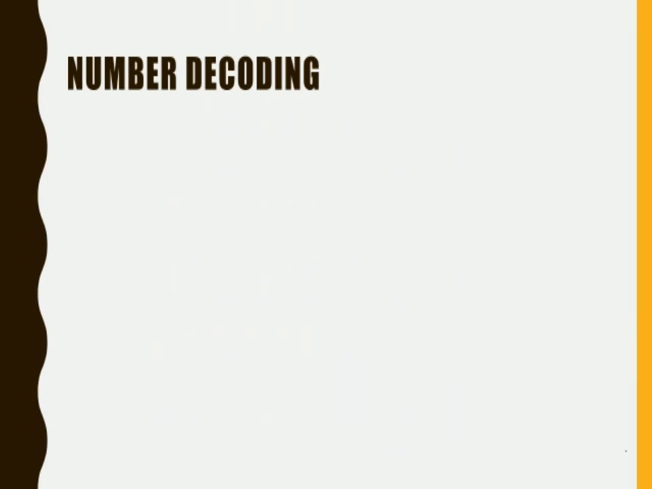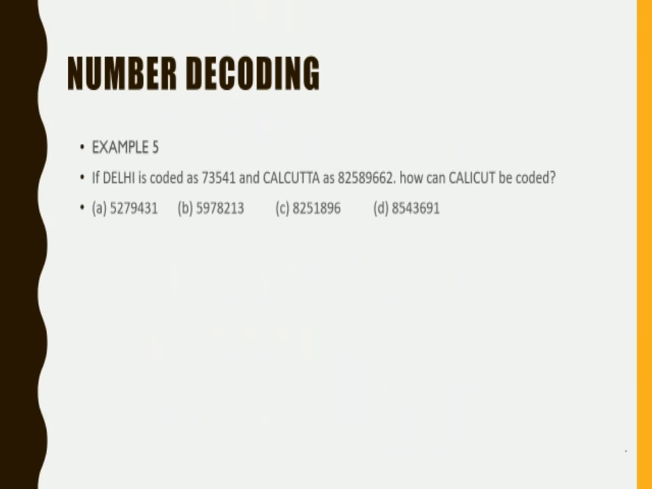Next type, number decoding. Look at this example. If Delhi is coded as 73541 and Calcutta is coded as 82589662, how can Calicut be coded? See, look, in this type, each letter of this word is coded with a specific number, and for this word it is coded with another specific number. From these two words we have to find this third given word.